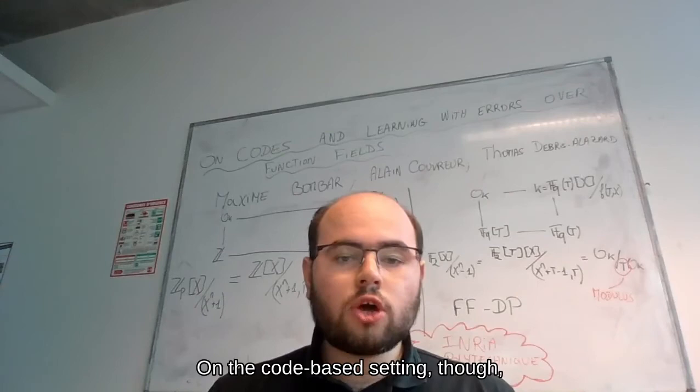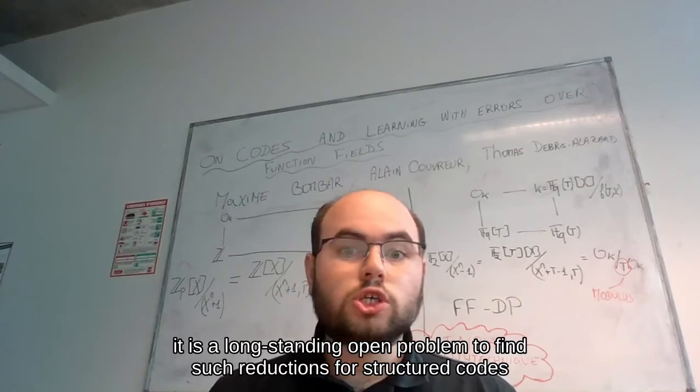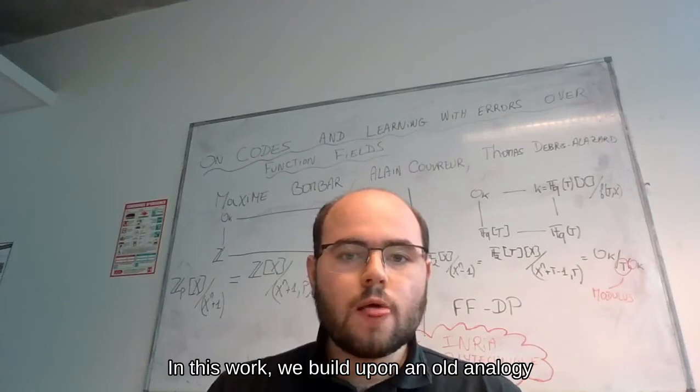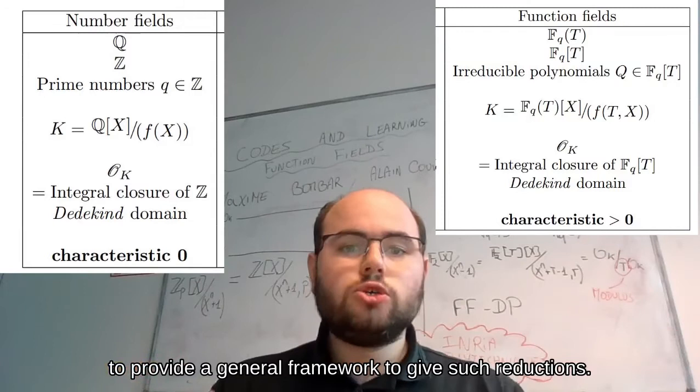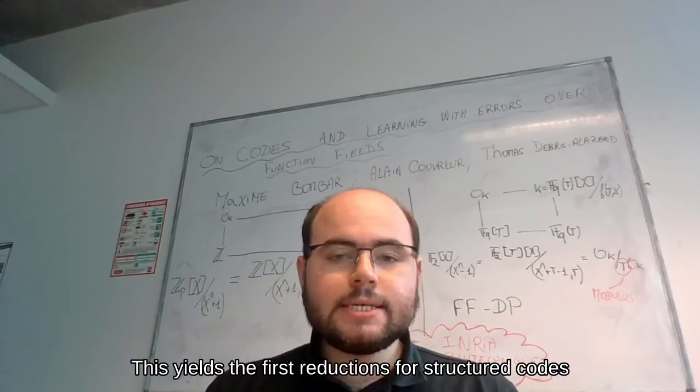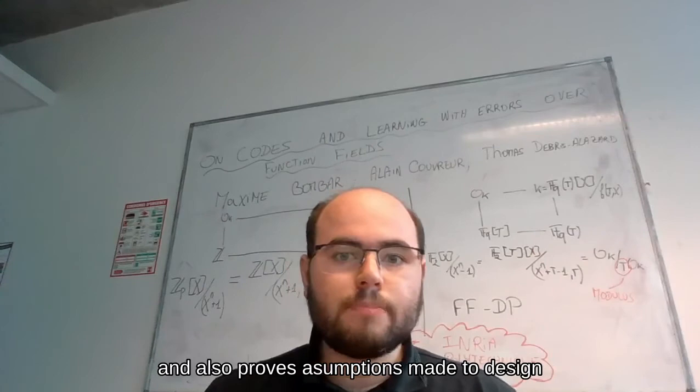On the code-based setting, though, it is a long-standing open problem to find such reductions for structured codes, for instance, for quasi-cyclic codes. In this work, we build upon an old analogy between number fields and function fields to provide a general framework to give such reductions. This yields the first reductions for structured codes and also proves assumptions made to design efficient pseudorandom correlation generators, or PCGs, in multiparty computation.